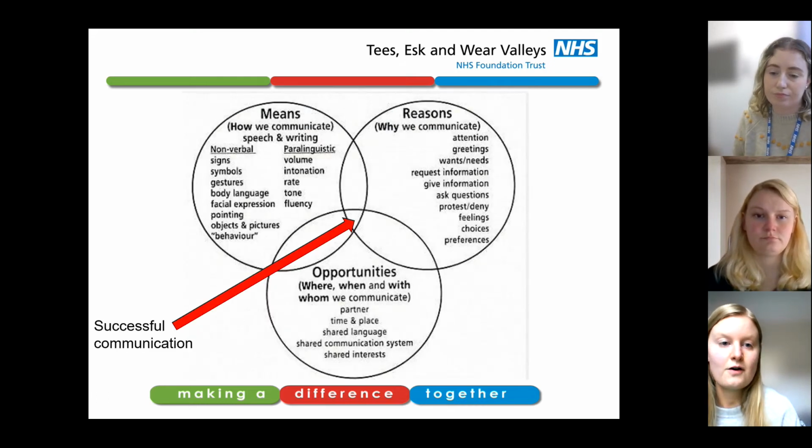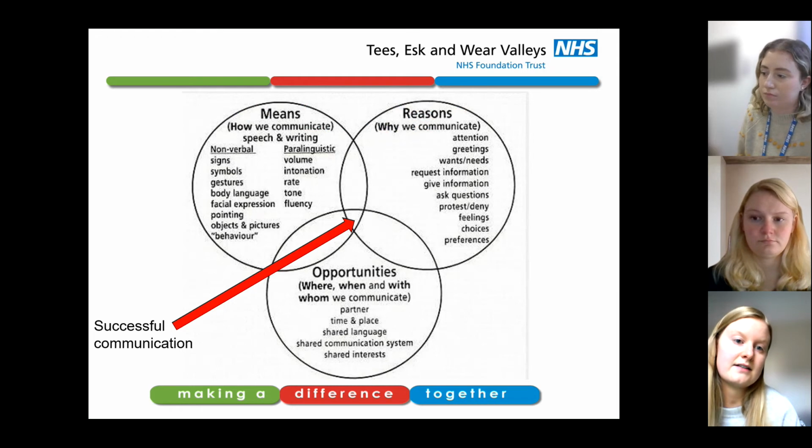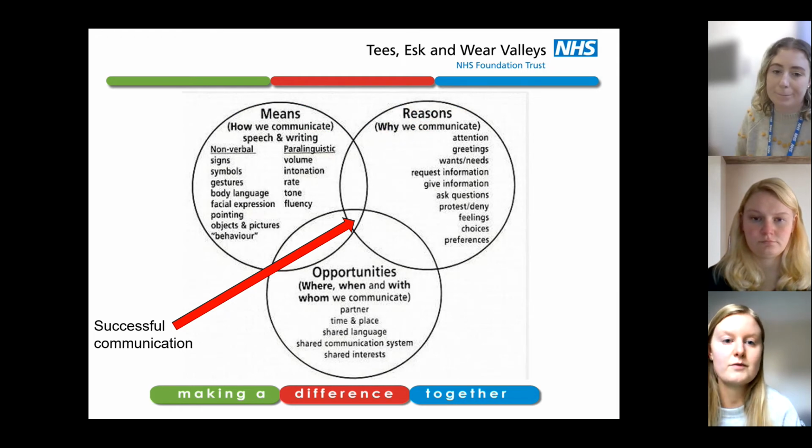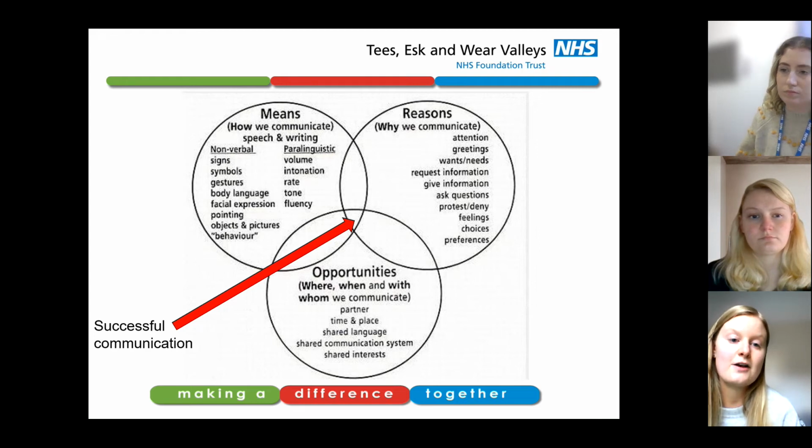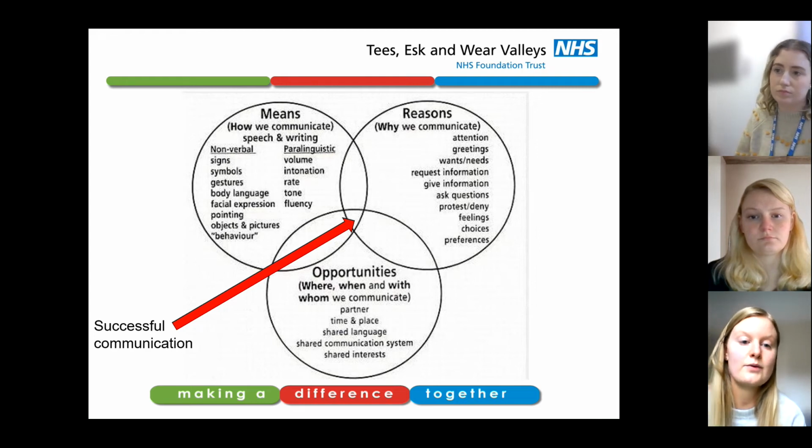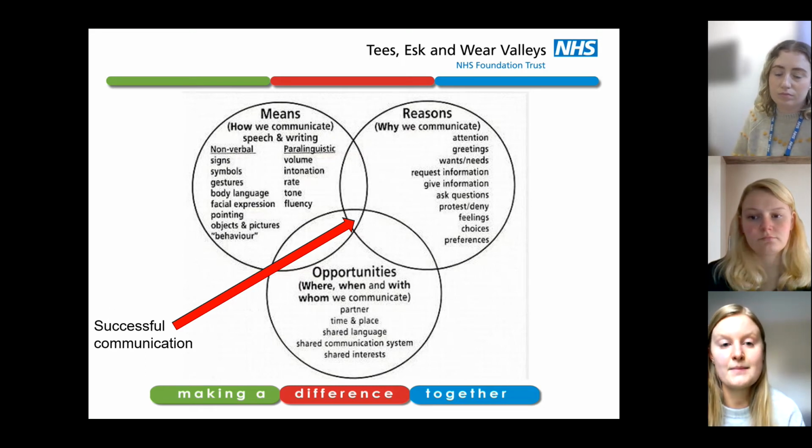So just to finish off, this is just a nice little diagram of what we've talked about, and it summarises how we communicate. So through speech and writing, the reasons we communicate, and again the opportunity. So that's where, when and who we communicate with. And we have successful communication in the middle here, which is when all 3 areas come together.